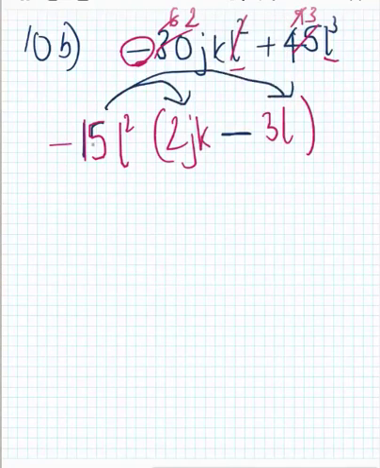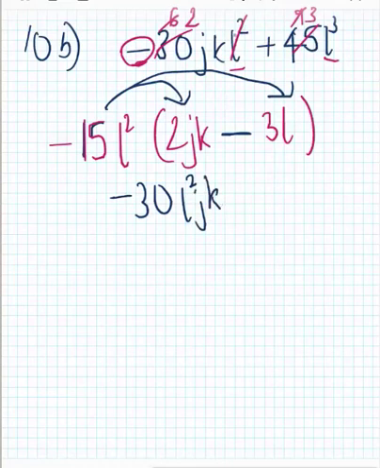Okay, negative 15 times 2, yes, is negative 30. Got an L squared and J and K sit there. I know it's not the same order, but we know order doesn't matter, so that's correct. Plus, negative 15 times negative 3 is positive 45. L squared times L is L cubed. And yeah, perfect.